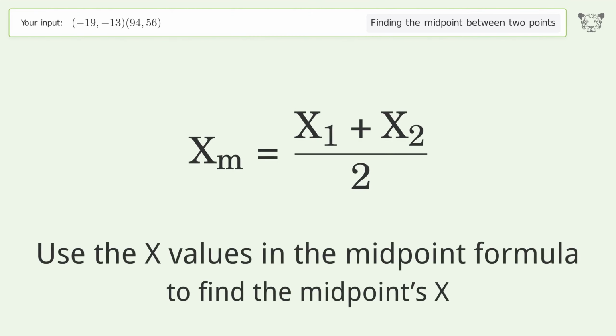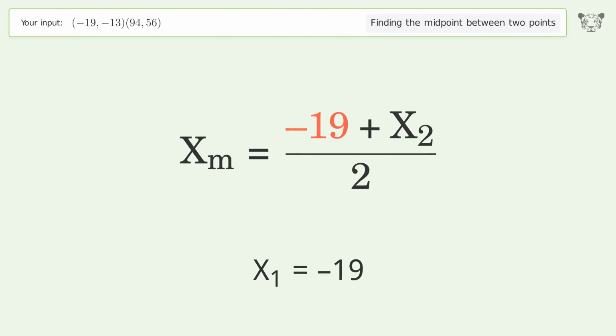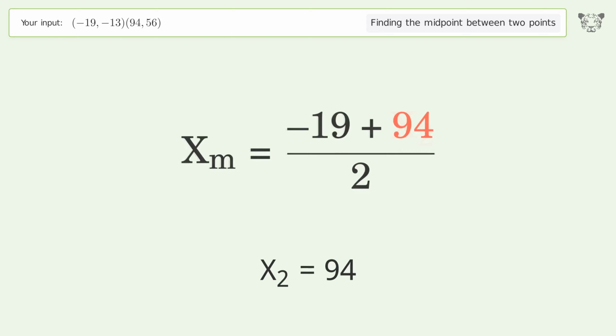Use the x values in the midpoint formula to find the midpoint's x. x1 equals -19. x2 equals 94. Simplify the arithmetic.